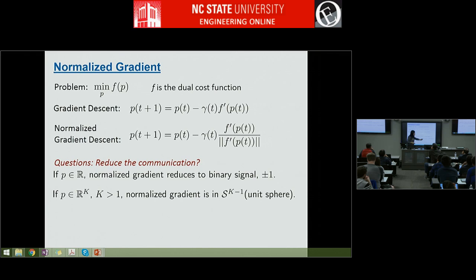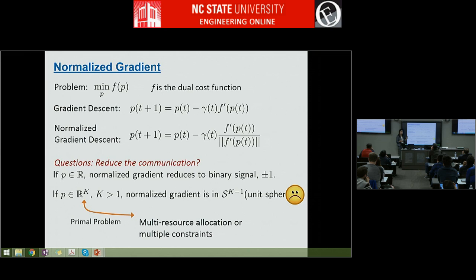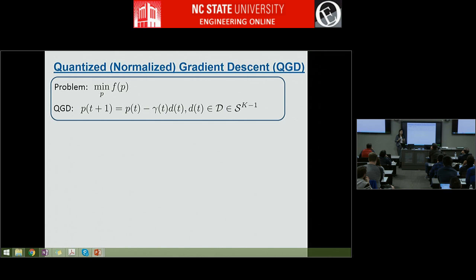And that means I need almost infinite bandwidth to send the normalized gradient information. So that's, as I said, corresponding to the multiple resource allocation problem. It's not going to work. We haven't solved the problem exactly. So that's what we have to think about for the real case. Multiple dimensions, multiple constraints. How are we going to do it?